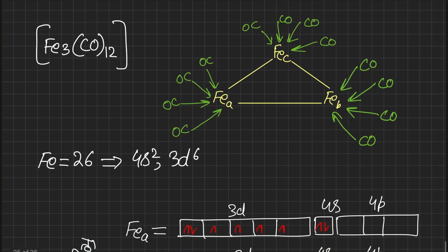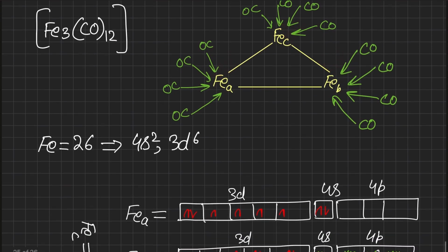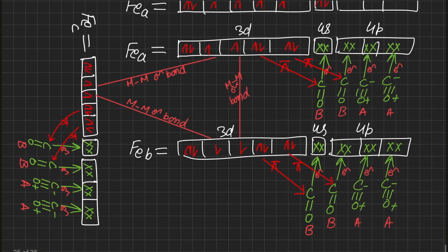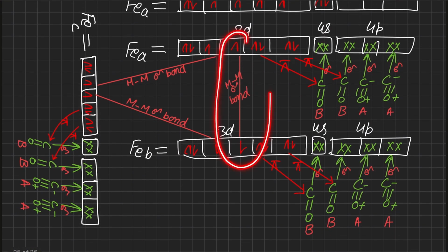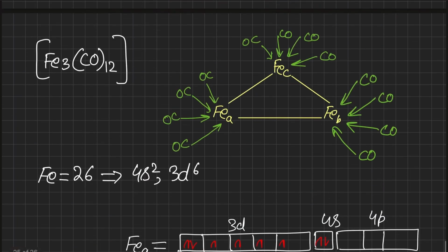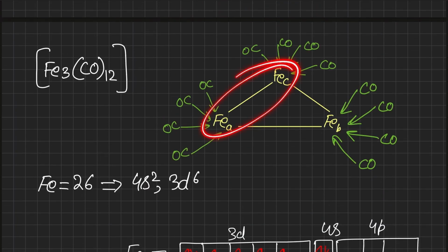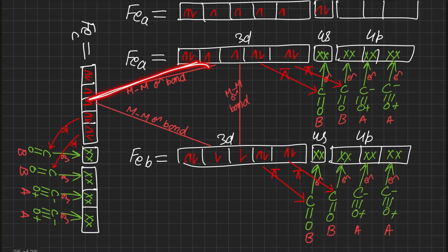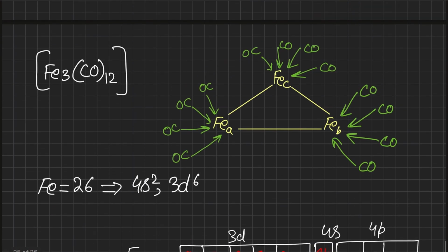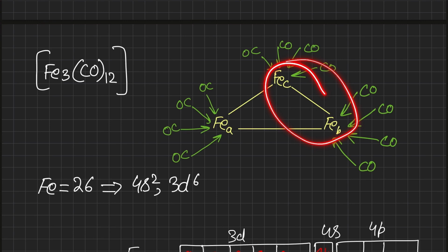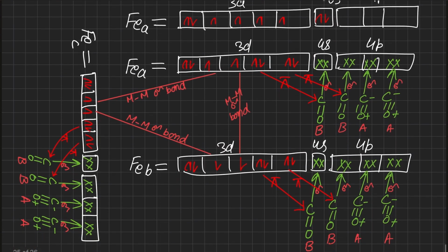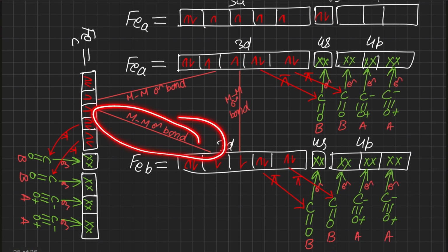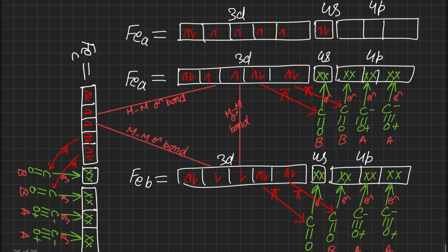Now the remaining thing is to attach these through metal sigma bonds. So let's see first the bond between iron A and iron B. It is represented here in the bonding situation. Then there is the metal sigma bond between iron A and iron C. So here is this bond represented, and then the third metal sigma bond, which is drawn between iron B and iron C, is represented here.